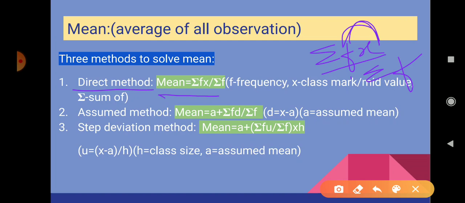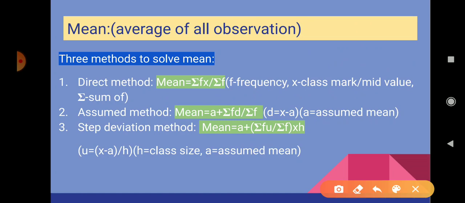Please practice this formula once or twice and observe what is given. f is frequency, x is class mark or mid value, sigma is sum of all, meaning adding together. And this is the first one, the direct method. Mean, how to find? What is the formula? Sigma fx divided by sigma f.